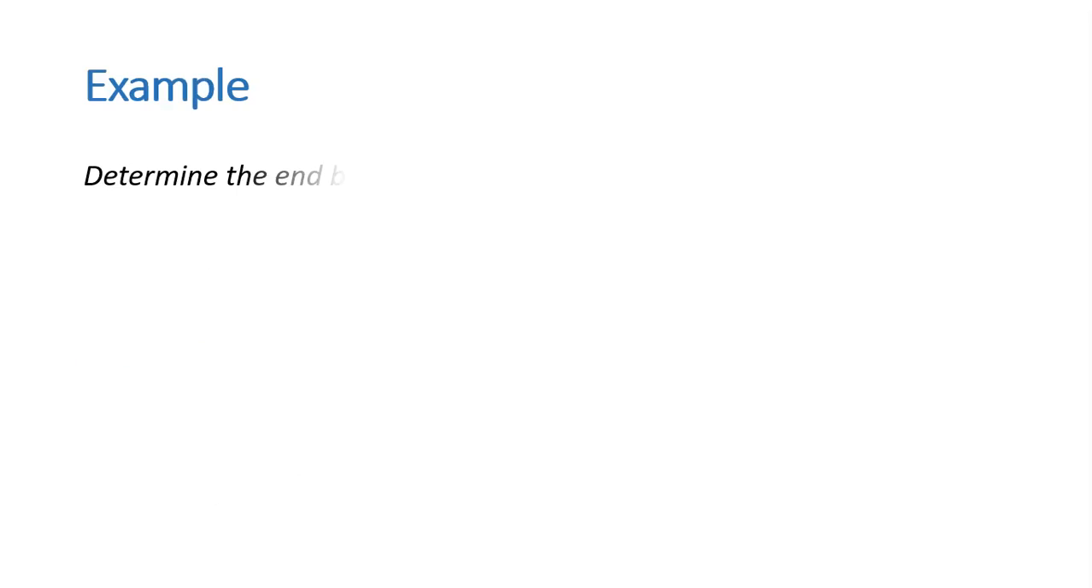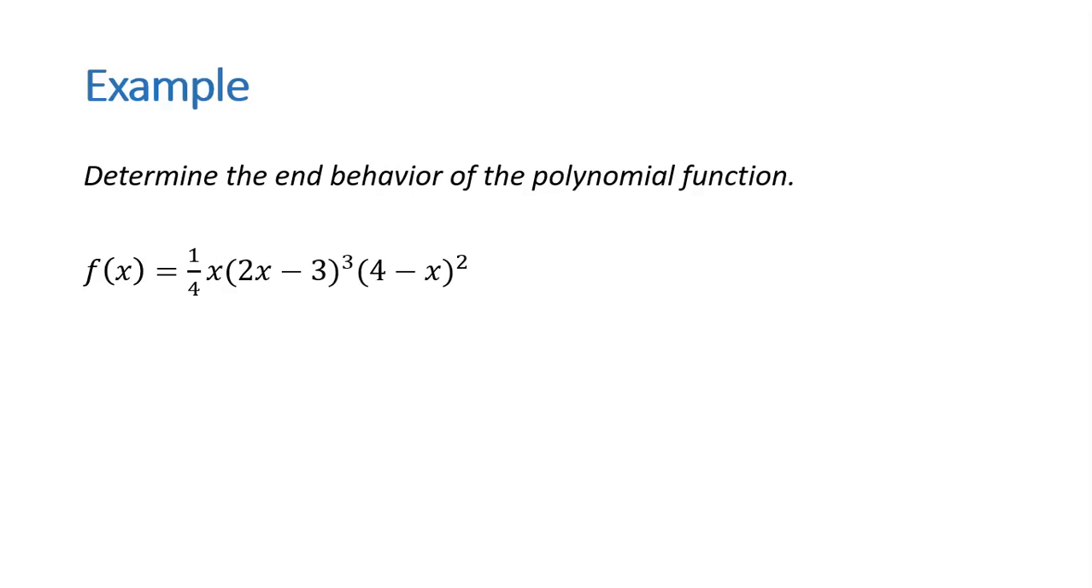Let's try another one. Notice this particular polynomial function looks a little different than the ones we've seen before. That's because this polynomial function has been factored. Just because it doesn't look like our initial form doesn't mean it's not a polynomial. Remember, the requirement for a polynomial was we have a variable, we can have coefficients, and we can have exponents as long as the exponents are positive whole numbers.